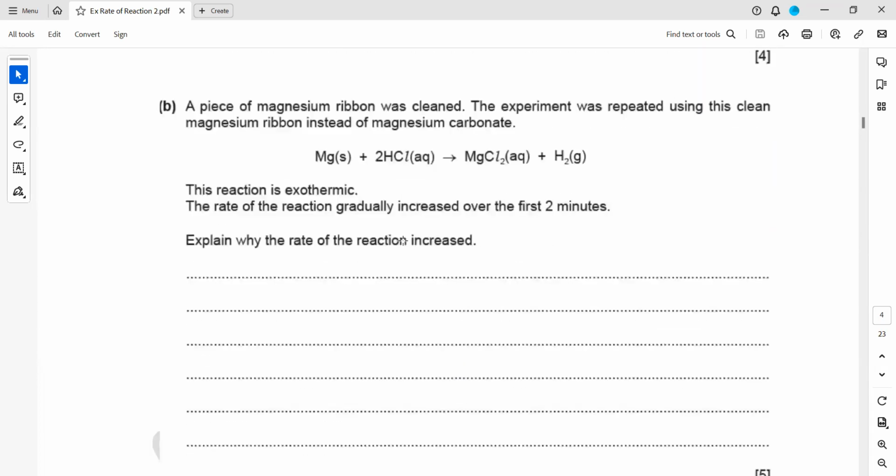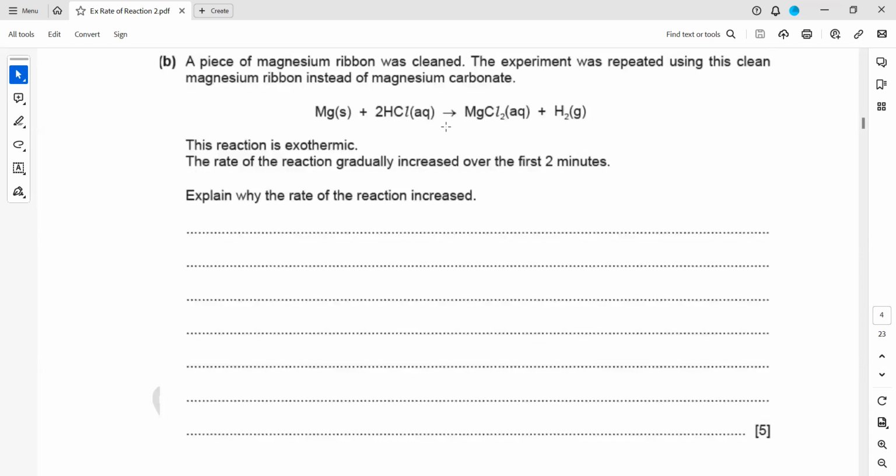The next part: a piece of magnesium ribbon is cleaned. This experiment was repeated using this clean magnesium ribbon instead of magnesium carbonate. This reaction is exothermic. The rate of a reaction gradually increases over the first 2 minutes. Explain why the rate of a reaction increased. And see the weightage of the marks: this question is of 5 marks. And when you see the answer, the points are very simple. These are the same points which we discussed in the first part.